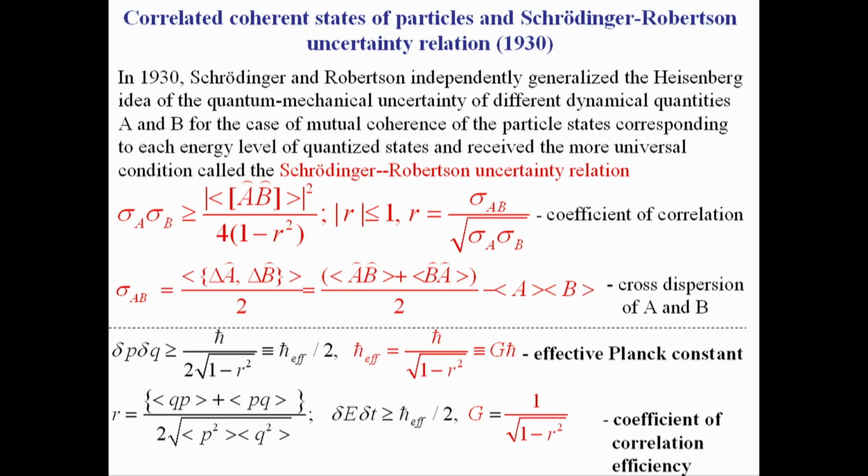Okay, let's consider another point of view. It is not Heisenberg-Robertson, but the Schrödinger-Robertson uncertainty relation. If we analyze the coherency between different states, we have an absolutely different relation in general view. What is different? Such a value is present. Here, R is the coefficient of correlation. For the totally correlated state, R is equal to 1.